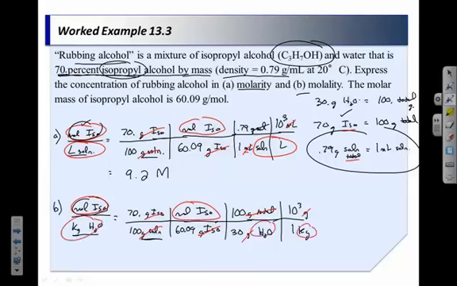So then I just plug in 70. And I can see if I want that the hundreds cancel, I don't have to worry about that. Divided by 60.09 divided by 30 times 10 to the third gives me 38.8. And really I should have two sig figs here, so I'll round that to 39. Molality.